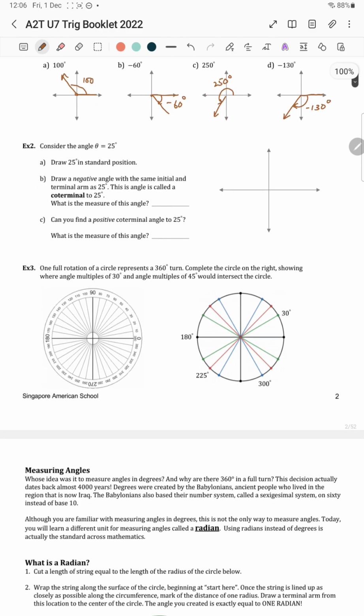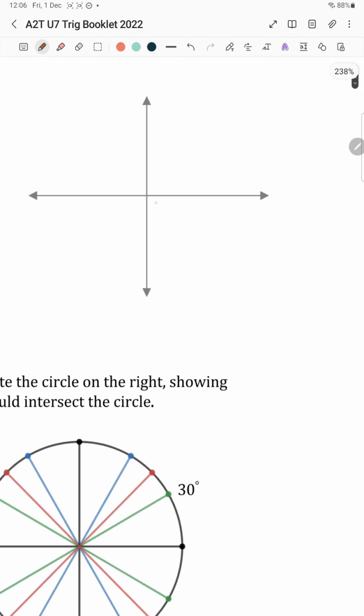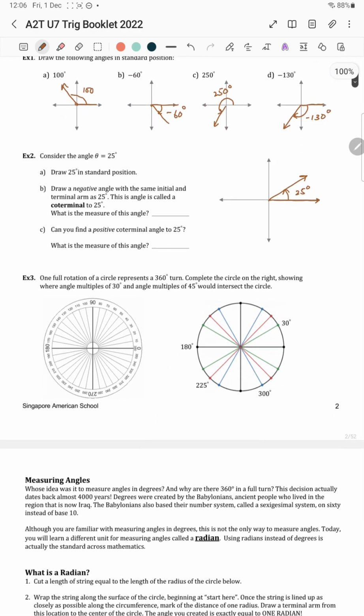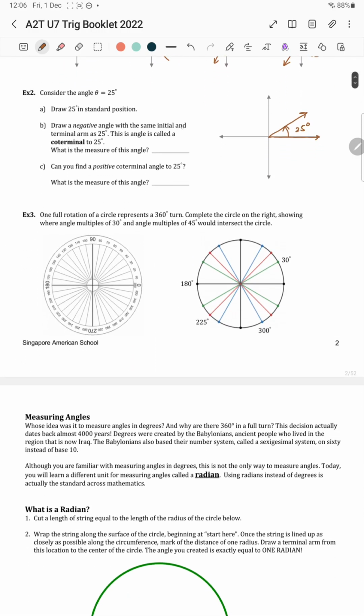Okay. Consider the angle theta is equal to 25 degrees. Draw 25 degrees in the standard position. So how do we draw 25 degrees in the standard position? Okay. Now draw a negative angle with the same initial and terminal arm as 25 degrees.